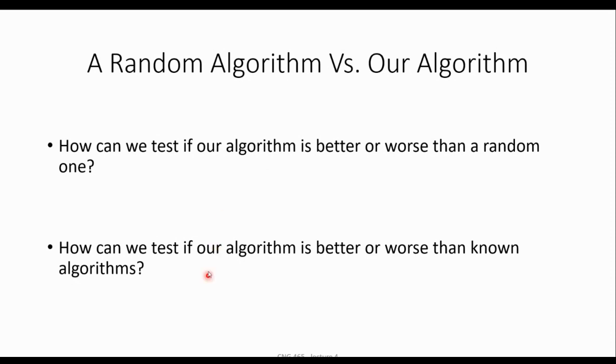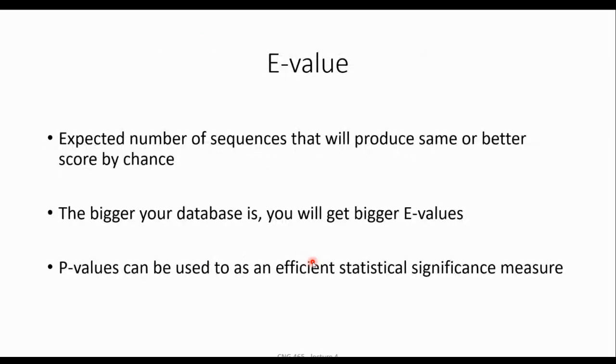And again, for another question, not just for a random algorithm, I want to compare my algorithm with other algorithms which are known, maybe famous, or which someone else has just proposed. So how can I compare them? I will show you in one slide how we can do it using hypothesis testing. And we have a term named e-value. Let's see what it is: the expected number of sequences that will produce the same or a better score by chance.